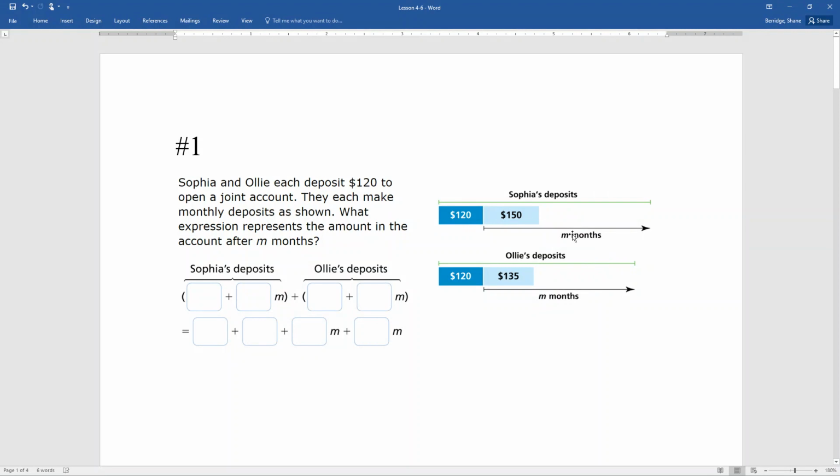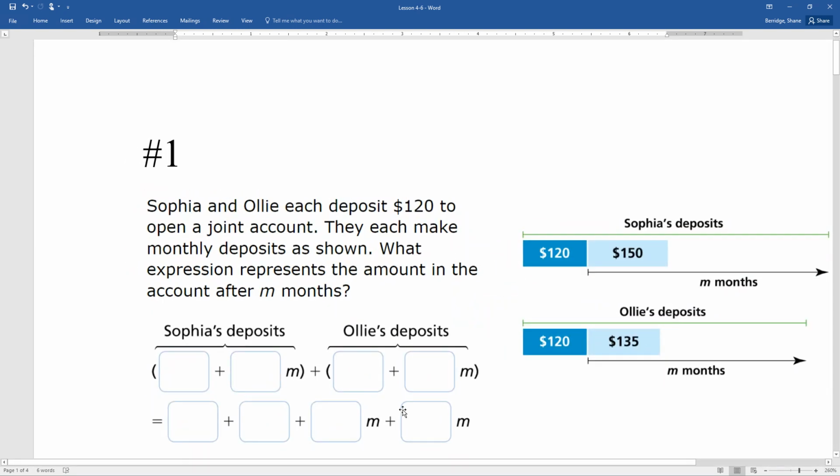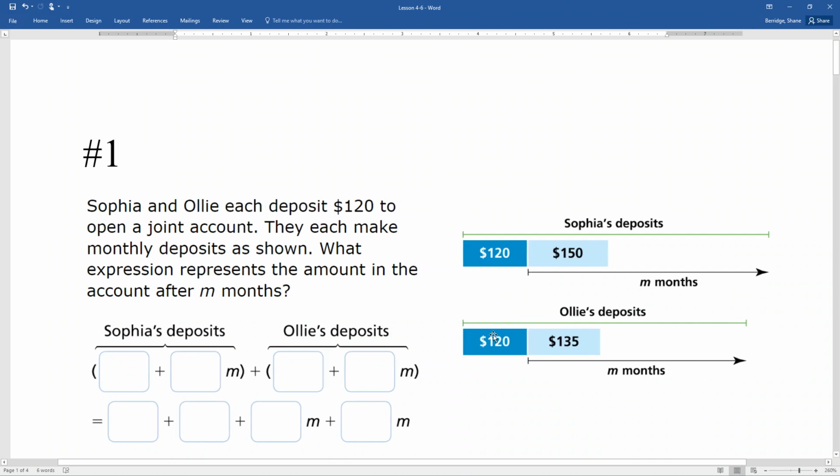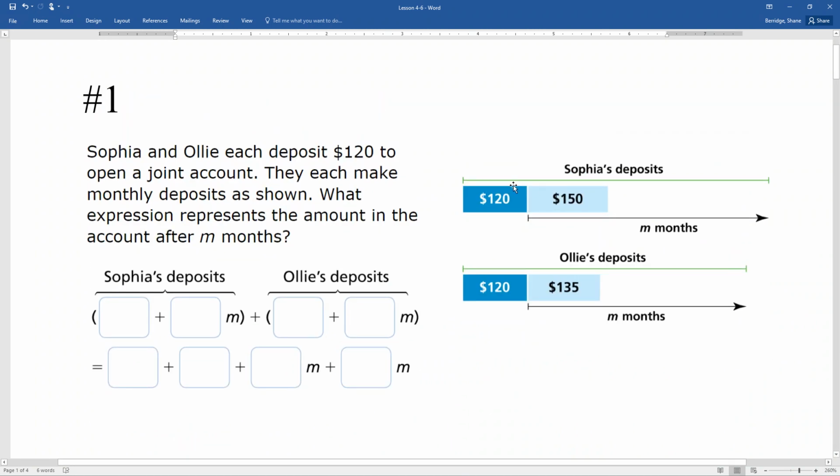So let's start with something very basic here, okay? This is number one. They're saying that they deposit 120 apiece in their accounts, okay? And then they each make deposits as shown. And they want to know what expression is being represented. So we can see they both make deposits of $120, and then Sophia deposits $150 every month, and Ollie deposits $135 every month, okay?